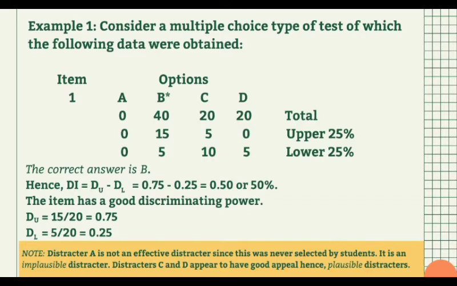Now that we have the value of du and dl, let us substitute and subtract. 0.75 minus 0.25 is equal to 0.50 or 50%. Therefore, the item has a good discriminating power. Note, distractor A is not an effective distractor since this was never selected by students. It is an implausible distractor. Distractors C and D appear to have good appeal, hence plausible distractors.